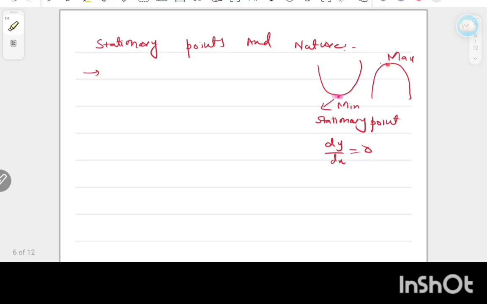Hopefully, dear friend, you can understand this type of question. We have just discussed the stationary point. We can find the stationary point by setting dy by dx equal to 0. So we just name it the stationary point. We can also say that it's a turning point.